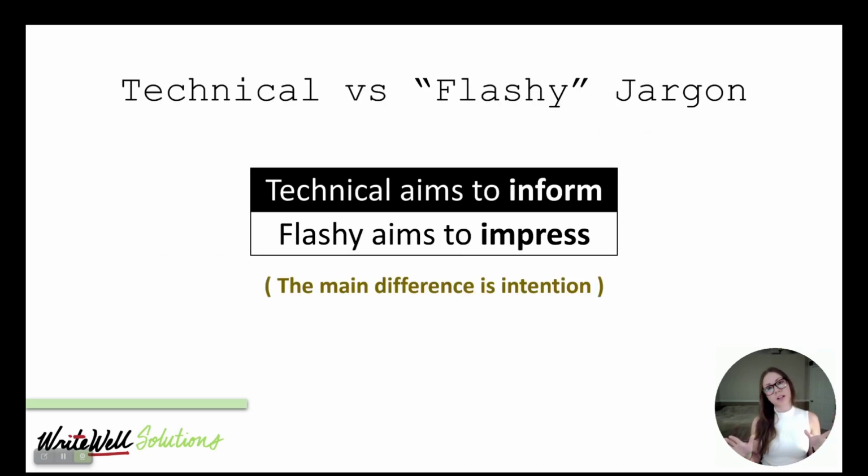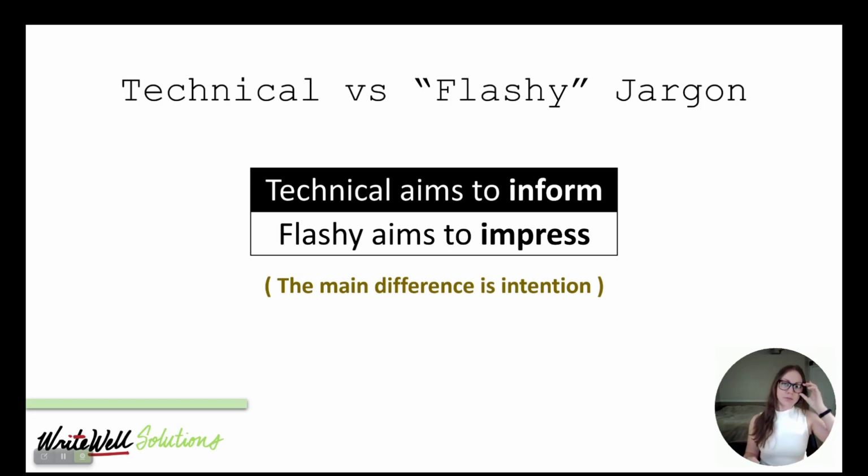When it comes to jargon, I think there are two types that most people typically see. The first one is technical, which we saw before, and the next one is flashy, which gets a little bit more into your marketing side of things. It's your flashy buzzwords and your catchy slogans. It's the things that people use to try and make themselves sound a little bit smarter.